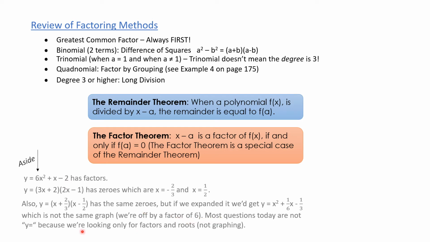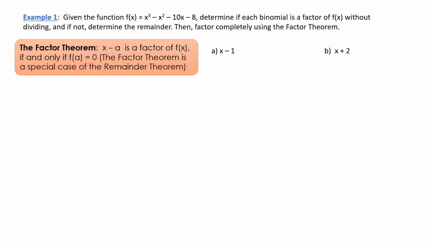So most questions today are not y equals because we're only looking for factors and roots. We're not graphing. If we were graphing, this has an a value of 6. This one does not. So they'd be in the same family of functions, but that's just why a lot of times you don't see the question starting with the y equals. Example 1. Given this cubic function, determine if each binomial is a factor of f of x without dividing, and if not, determine the remainder.